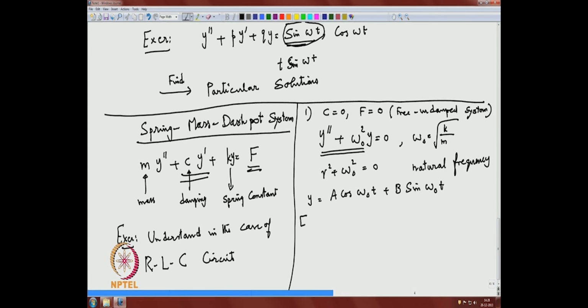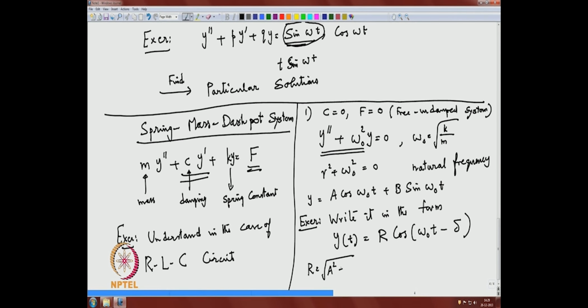An exercise which probably I had not given at that time: write it in the form y(t) equals r cos(omega naught t minus delta). This is a better way to understand the system. Here r is equal to the square root of a square plus b square, and delta is equal to tan inverse of b by a.